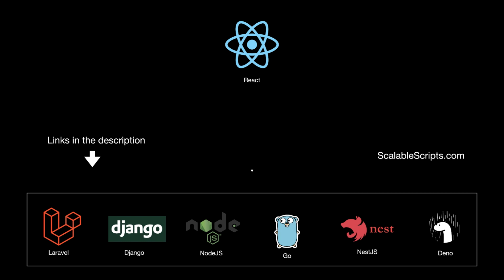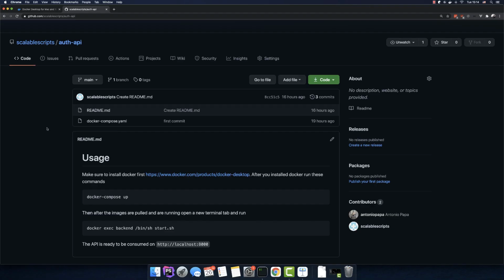Before building the app, I would like to remind you that this video is meant to be combined with other videos. So if you want the backend of this app to be in Laravel, Django, Deno, Nest.js or Go, check the links in the description. If you don't want to build a backend, don't worry, I have a solution for you. Now I will show you how to build a backend without actually building it. So if you already built the backend, you can skip this part.